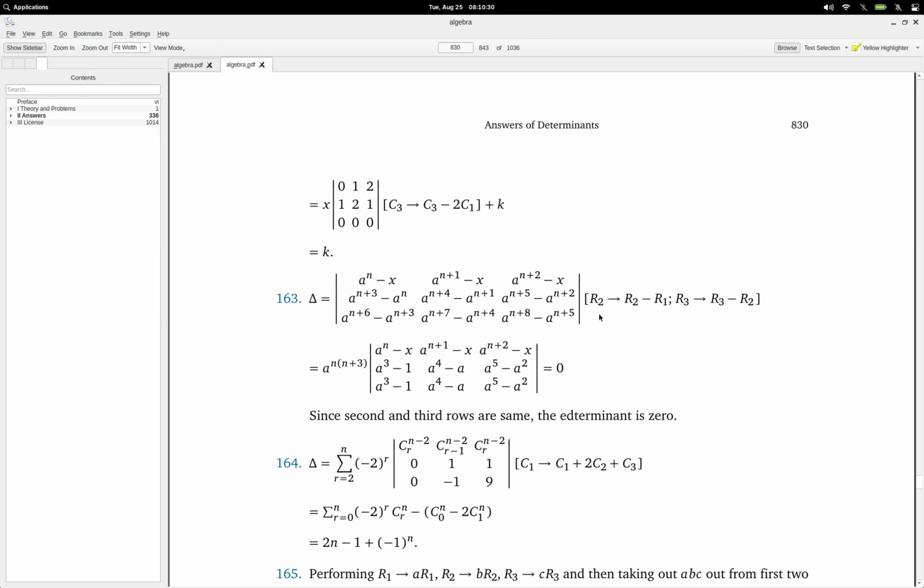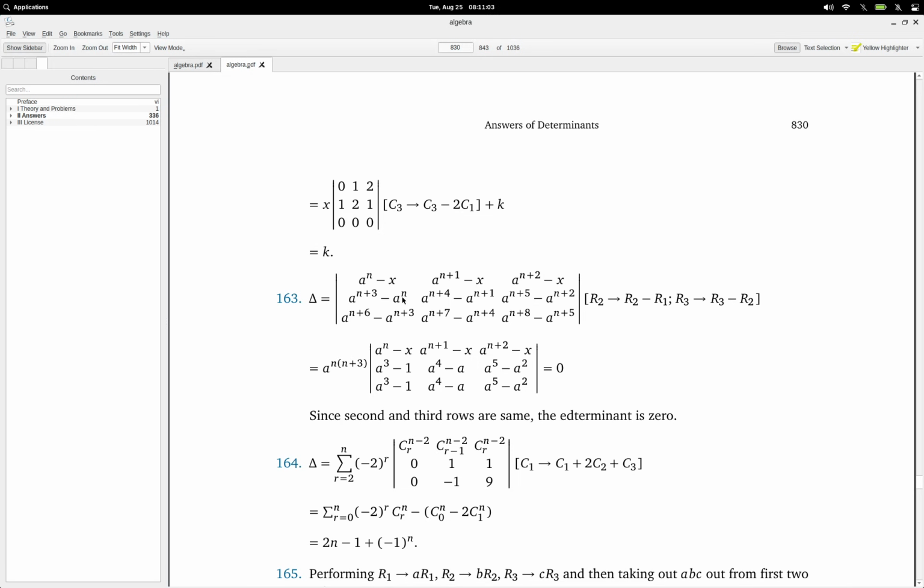So what we do is we do R2 is equal to R2 minus R1 and R3 is equal to R3 minus R2. So our row 2 becomes a to the power n plus 3 minus a raised to the power n, a to the power n plus 4 minus a to the power n plus 1, a raised to the power n plus 5 minus a raised to the power n plus 2. And similarly, row 3 becomes a raised to the power n plus 6 minus a raised to the power n plus 3, a raised to the power n plus 7 minus a raised to the power n plus 4, a raised to the power n plus 8 minus a raised to the power n plus 5.